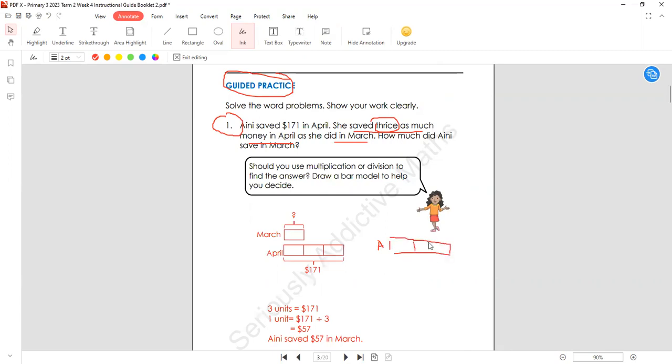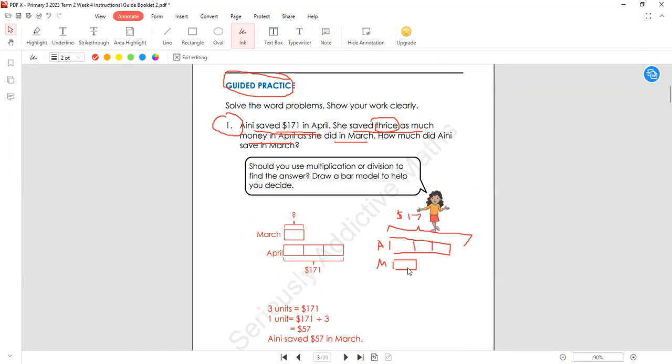Okay, please show them this way. All right, and then compared to March, it's 1 unit. Okay, in total, so this is, oh, that's not labeled yet. Sorry, it's not done yet. 171. So this is 171, right?